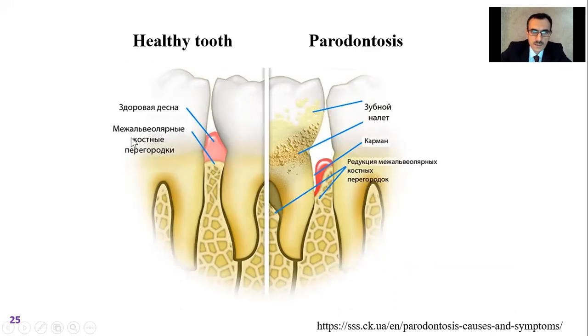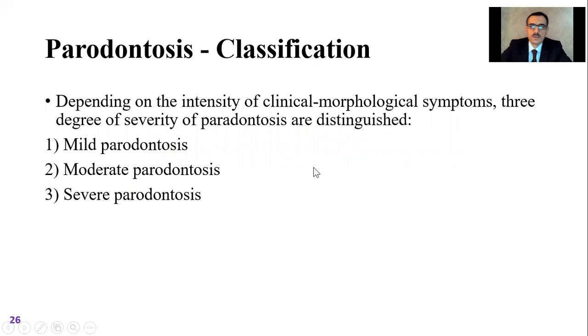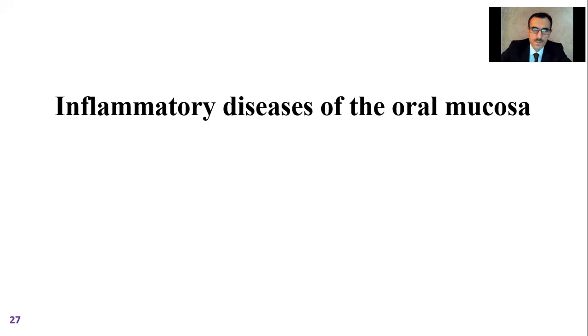Here we see the healthy tooth and the tooth with parodontosis. Here we see the reduction of the interalveolar bony trabeculae and formation of the socket. There are three types of parodontosis: the mild, moderate, and severe, depending on the intensity of clinical morphological symptoms.